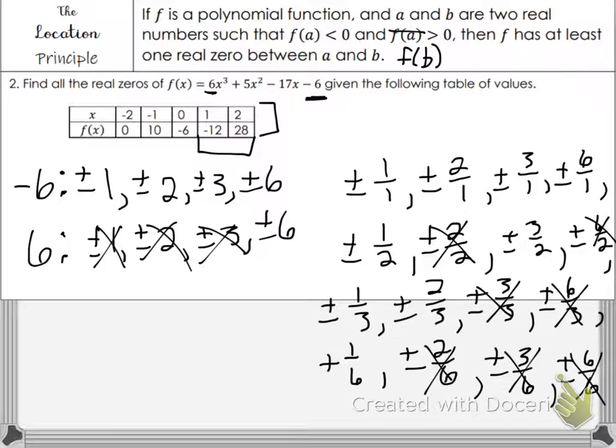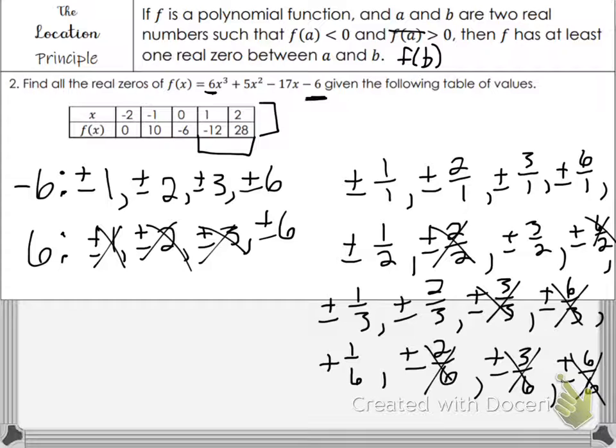So the ones that are not crossed out are possible solutions to my system, or not my system of equations. That's algebra 1. We're talking about system of equations in there. Possible solutions of my function. Where do I know I have a real solution? Between what and what? 1 and 2, based on my location principle, right?